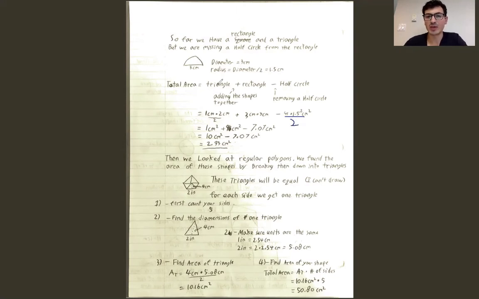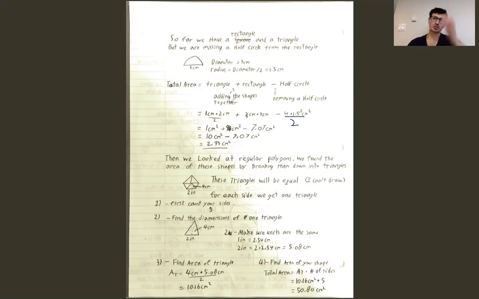So the area of our triangle is going to be using the formula our base times our height, divided by 2. We're going to add the area of our rectangle, which is going to be our length times our width. And then we're going to take away the area of a half circle. So we're going to find the area of a circle. We're going to divide by 2 because we're just using half of that circle.